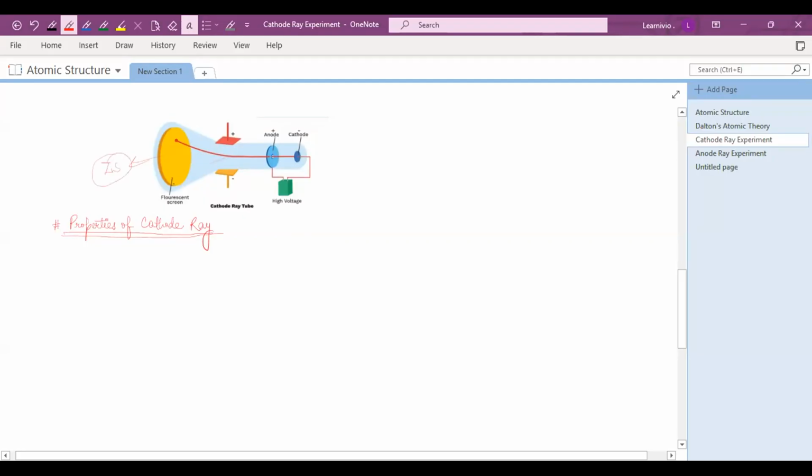Because of the phosphorescent screen, J.J. Thomson observed that spot, that bright spot. Clear or not? Yeah. Okay.